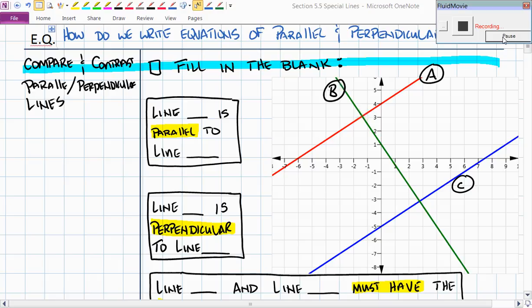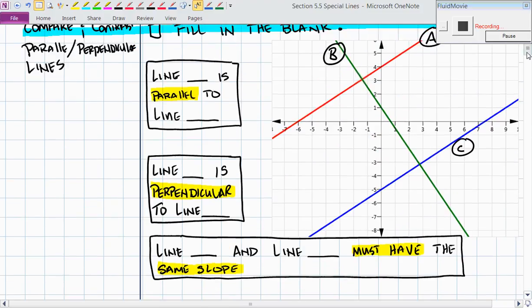Okay, let's see what you guys thought. I have these 3 lines. I have this red line over here, that is line A. I have this green line over here, that's line B. And I have this blue line, that's line C. So the first thing I asked you to do is figure out line blank is parallel to line blank. Who's got anything they want to suggest for these 2 lines here? They'd be parallel. Yes, sir. Junior, go ahead, buddy.